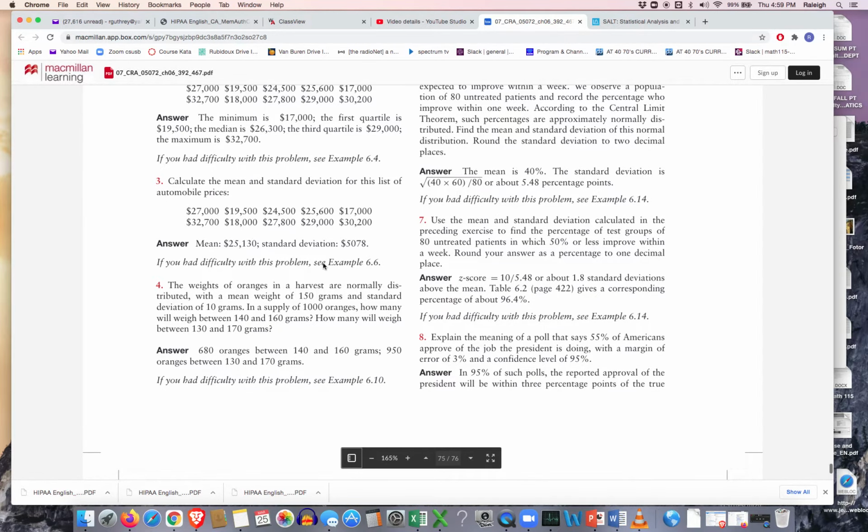Take a look at the example I did in class, actually earlier today, Wednesday, Thursday, the last live meetings before the break. Here's a standard one. The weights of oranges in a harvest are normally distributed with a mean weight of 150, standard deviation of 10. And let's ignore the 1,000 oranges for now. This is just like the example I did earlier. How many will weigh between 140 and 160?